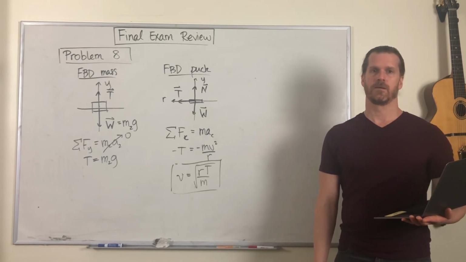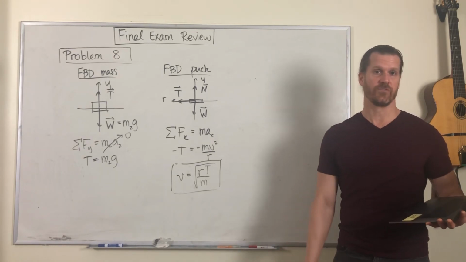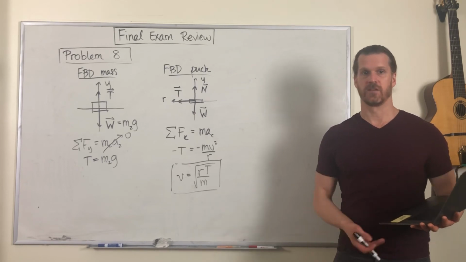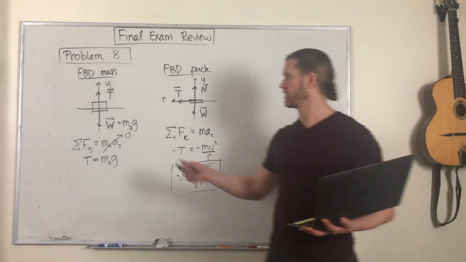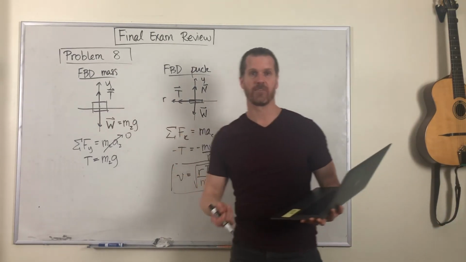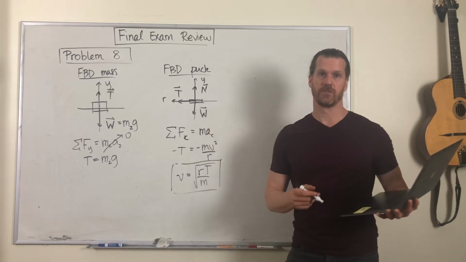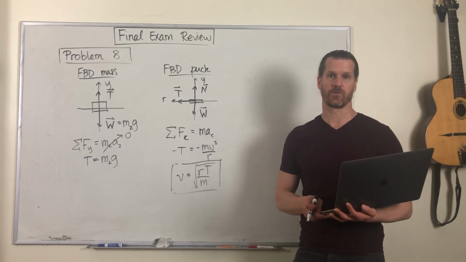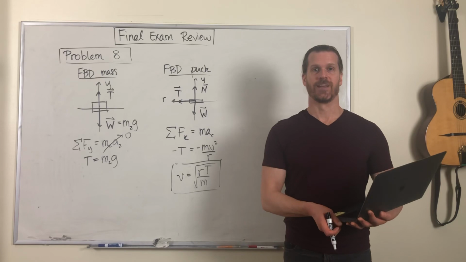But it's simple because we have the right tools for the job now. We understand that when there's string involved, the tension is the same everywhere. So we can find that tension force by analyzing one of the objects, and then that tension force is providing the centripetal force that holds this puck in its circular motion. Okay, that's it for problem 8.